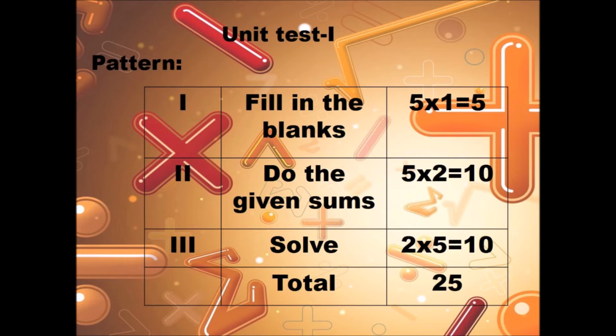In first Roman you have fill in the blanks, that is 5 questions, 5 into 1, 5 marks. In second Roman you have 2 more questions. You have to answer 5 2-mark questions. So 5 into 2, 10 marks. In third Roman you have 5 more questions. You have to answer 5 more questions.